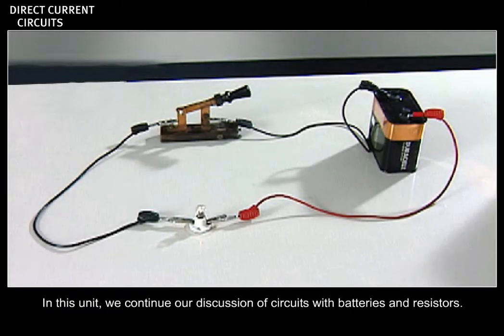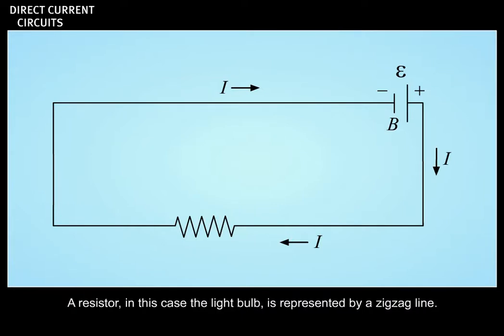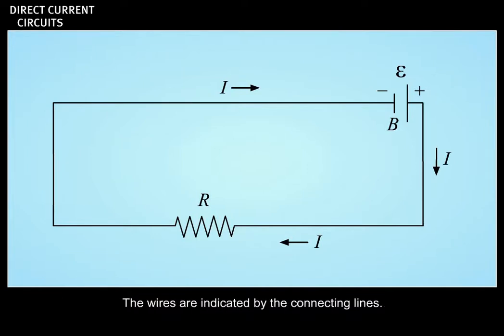In this unit, we continue our discussion of circuits with batteries and resistors. For circuit analysis, circuits can be represented by simplified diagrams. A resistor, in this case the light bulb, is represented by a zigzag line. A battery is indicated by a pair of parallel line segments of different lengths. The wires are indicated by the connecting lines.